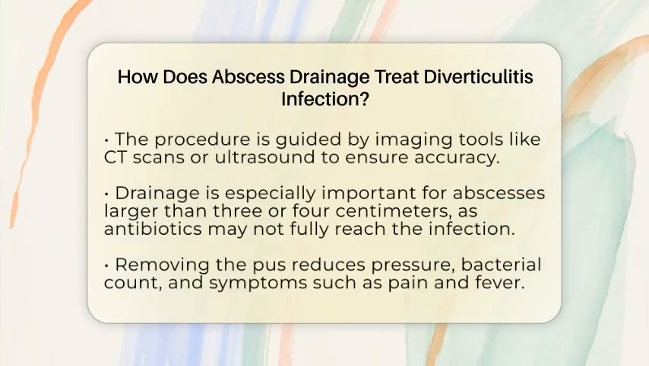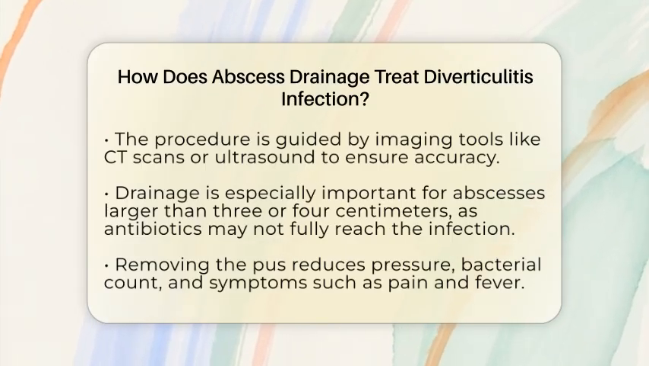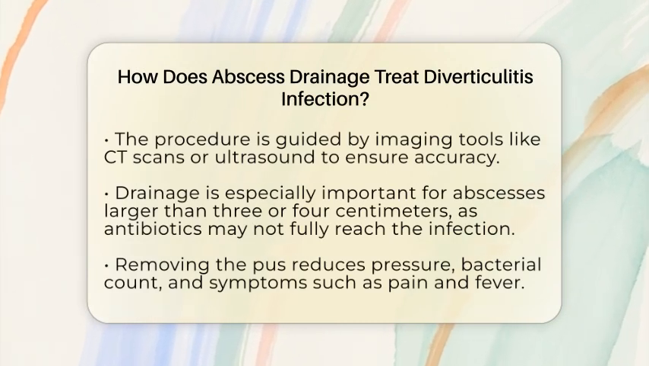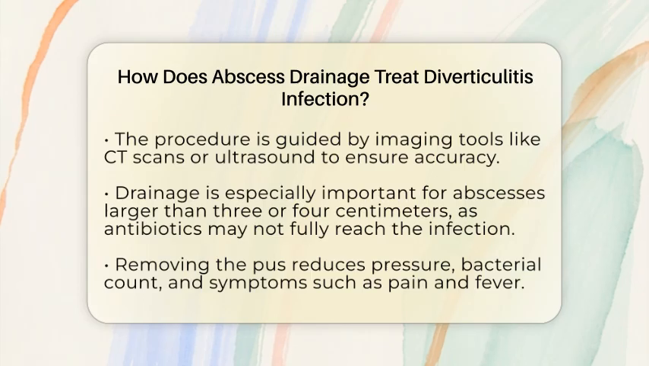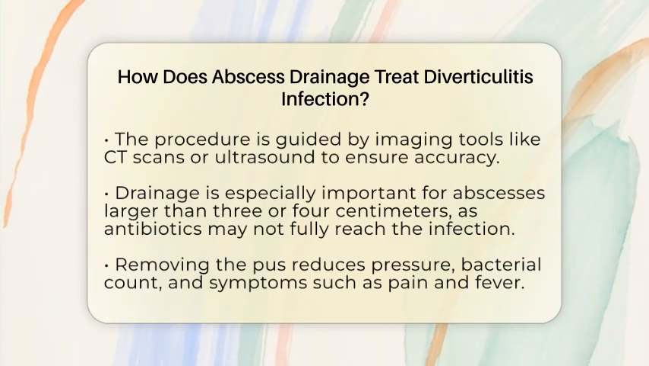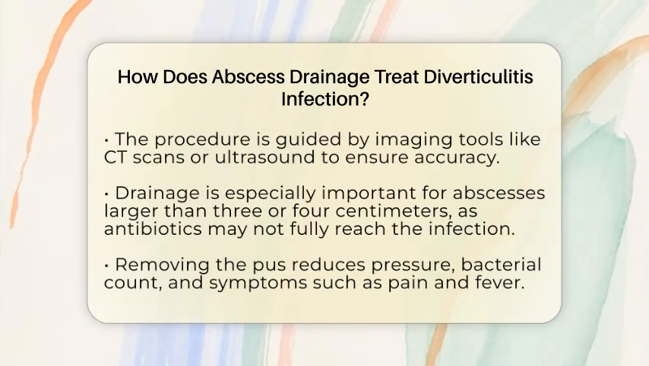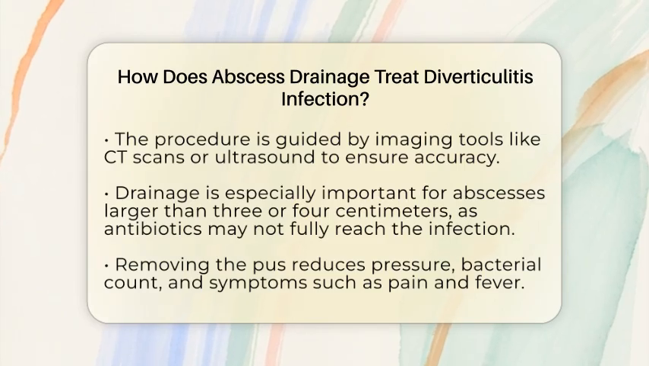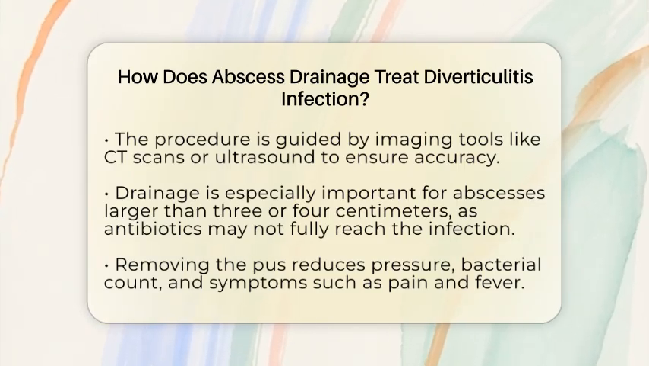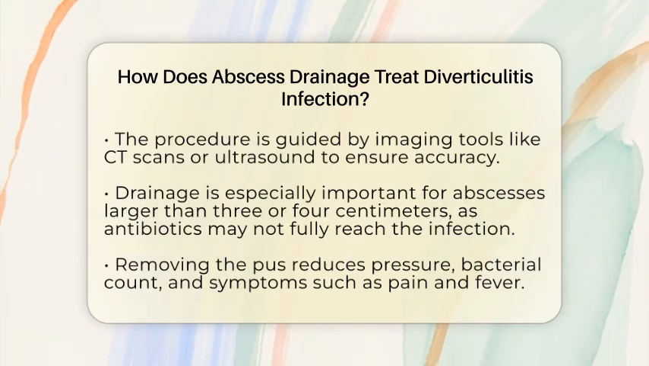Using imaging tools like computed tomography scans or ultrasound, doctors guide a needle or catheter into the abscess through the skin. This minimally invasive approach allows the pus to be drained without the need for open surgery. As the pus is evacuated, pressure inside the abscess decreases, bacterial numbers drop, and symptoms like pain and fever often improve quickly. By removing the infected material, abscess drainage helps stabilize the patient and prevents the infection from spreading further.